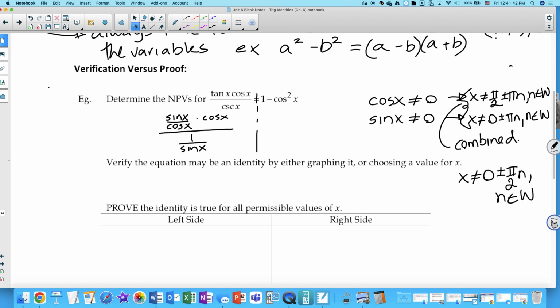Okay? But a couple things that must be stated when you are working with non-permissible values. You have to be able to see the denominators. You have to state this piece. The whole denominator cannot equal 0, and then sort of solve for that non-permissible value.